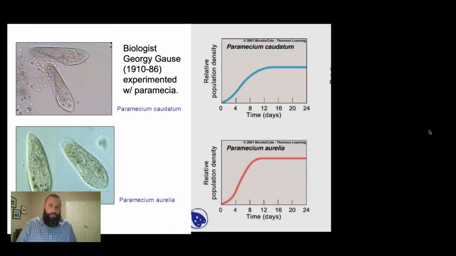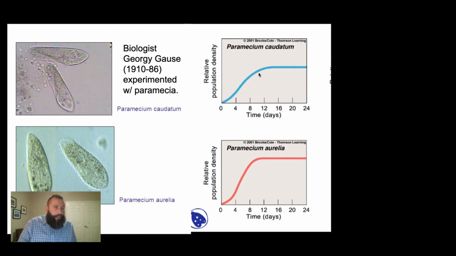So what does this look like in practice? In the 1900s, there was a biologist named Georgi Gause, and he was experimenting with paramecium. He had two different species, Paramecium caudatum and Paramecium aurelia, and he grew them in separate petri dishes. He noticed that they performed just fine, right? It looked like one grew at a faster rate. I know that by looking at the slope on this line. And it also looked like the population density of one was a little bit higher than the other, right?